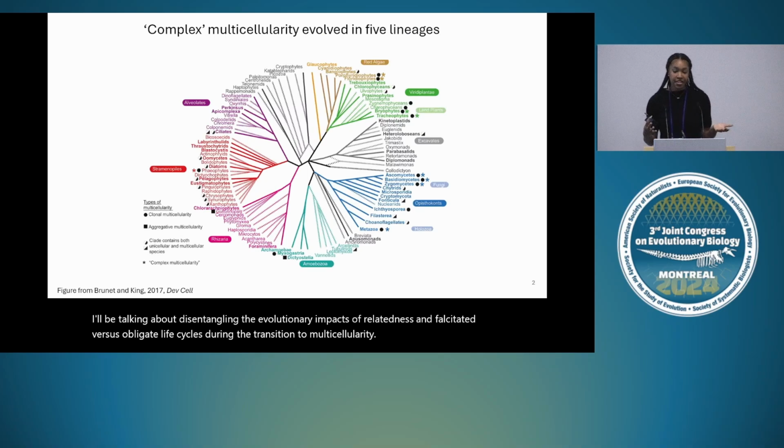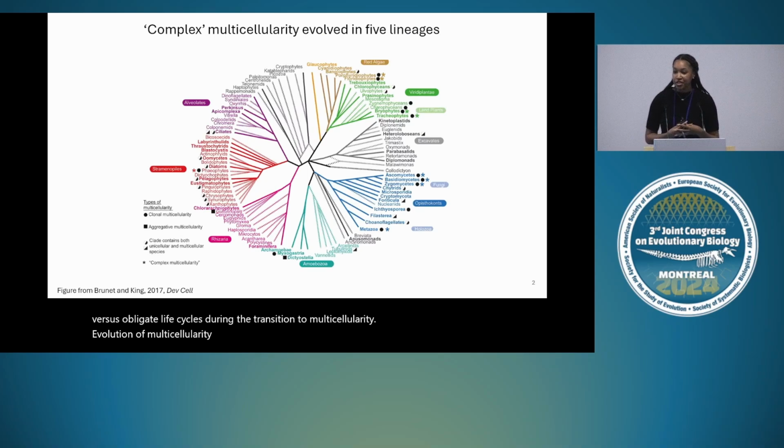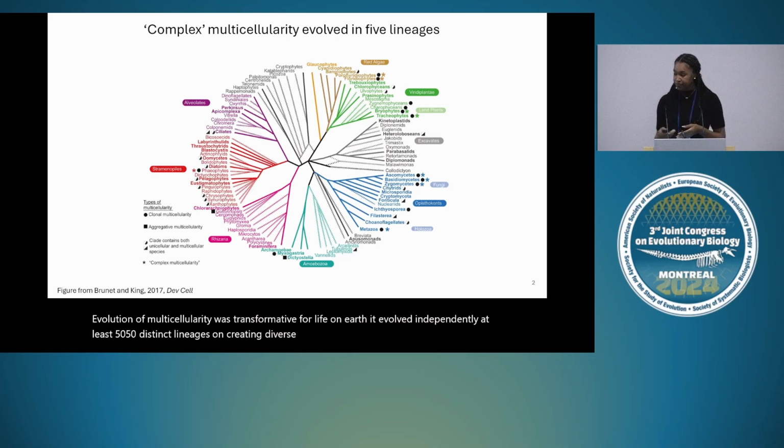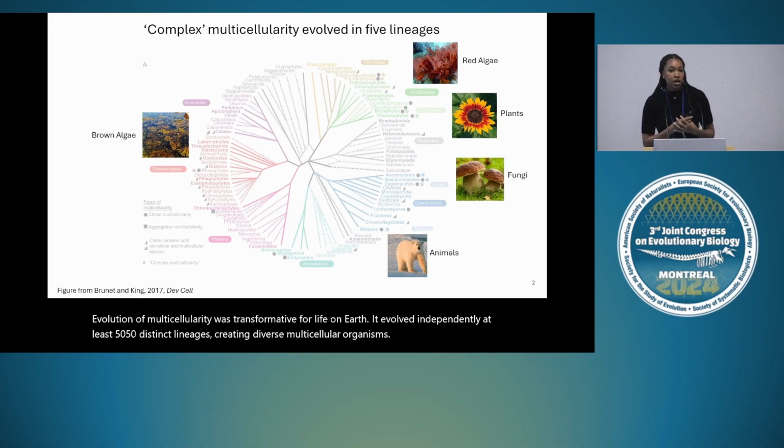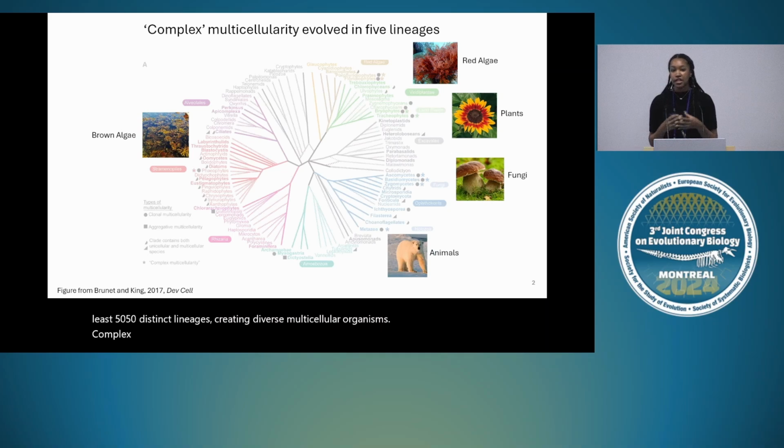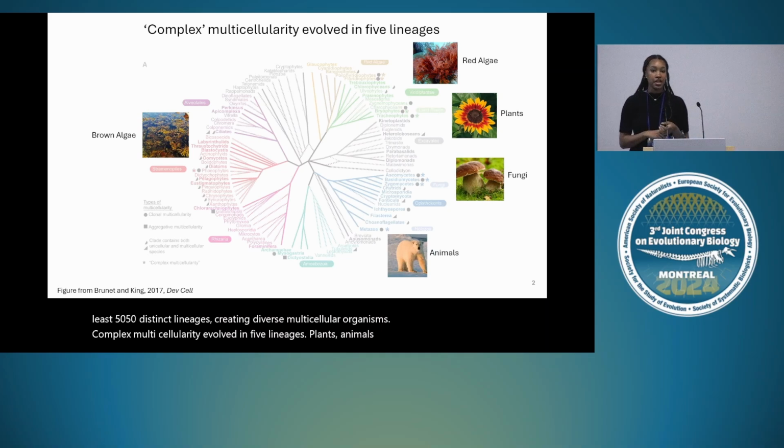The evolution of multicellularity was transformative for life on Earth. It evolved independently at least 50 distinct lineages, creating diverse multicellular organisms. Complex multicellularity evolved in 5 lineages: plants, animals, red algae, brown algae, and fungi.